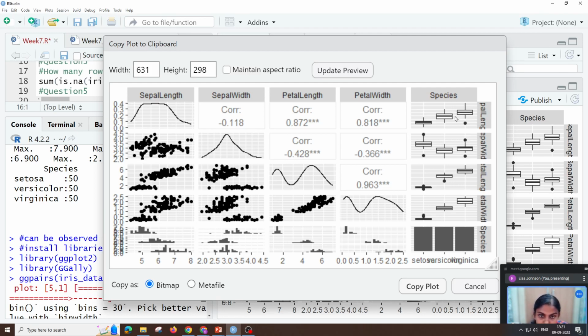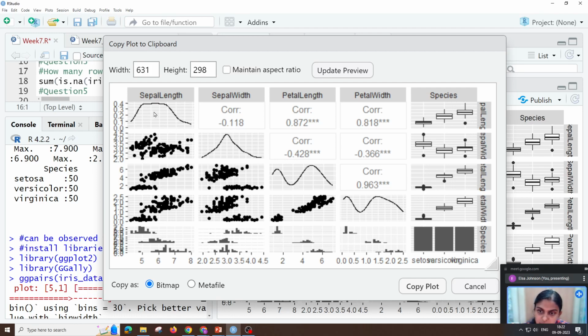In this particular pair plot, I don't know if you have seen pair plots earlier. A pair plot is something where you can see the correlation between the variables as well as how the variables are distributed. In this plot you can see all the columns, sepal length, sepal width, present here, plotted against the same columns. In the first cell which I am pointing to, sepal length is plotted against sepal length, so that will give you the distribution.